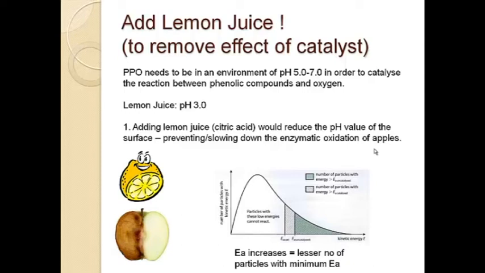Adding lemon juice, citric acid will reduce the pH value of the surface, preventing or slowing down the enzymic oxidation of apples, as shown by the Boltzmann distribution graph. When we remove the effect of the catalyst, the EA or the activation energy will increase, and thus there will be lesser numbers of particles with the minimum activation energy.